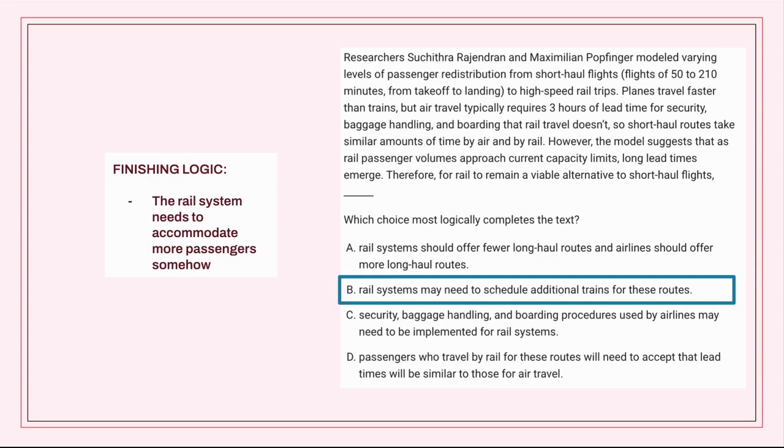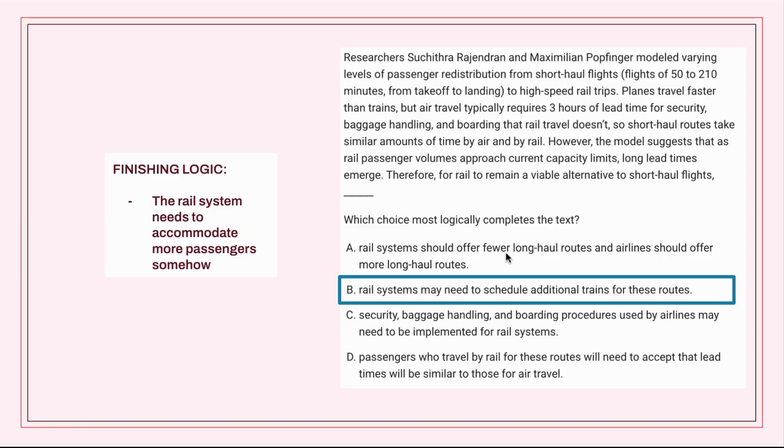So I think B here is our best guess. Rail systems may need to schedule additional trains for these routes, because the more trains you have for the same route, the more people you're able to take on one trip from A to B, right? So you've kind of solved the problem. Now you can take more people on multiple trains. So now you're going to lose that long lead time.